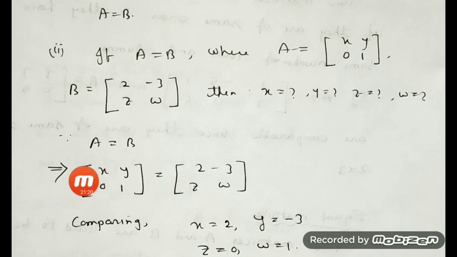Okay. So since they are comparable matrices, they are of same order, so we can compare. So comparing, what will we have? x equal to 2, y equal to -3, 0 is equal to z and 1 is equal to w. So this is done. In this type of question, this equality is used. Okay. So try to clear the concept of matrices properly. Then you will find it's a very simple chapter. Okay. And here the images I have included in the description box. Thank you.